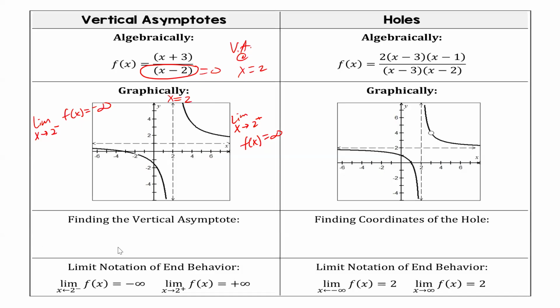So here, when it's saying finding the vertical asymptote, it's just making sure that you're summarizing how to find it. So algebraically, what are you doing? Graphically, what are you doing? All that good stuff. And just, again, paying attention to the limit notation.